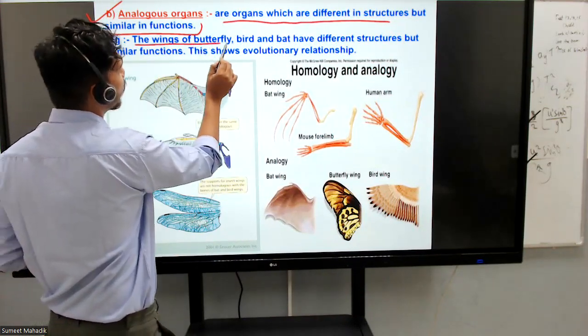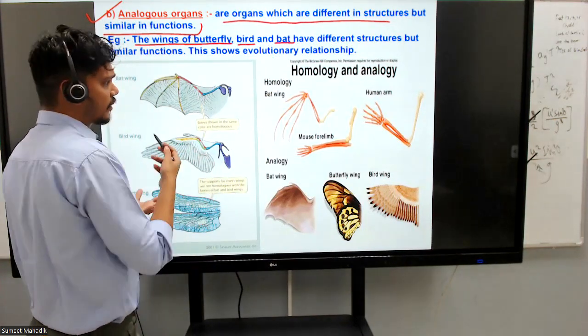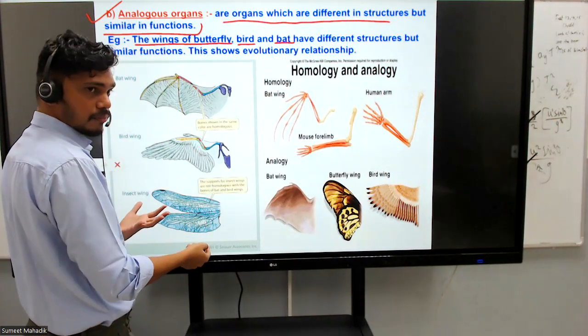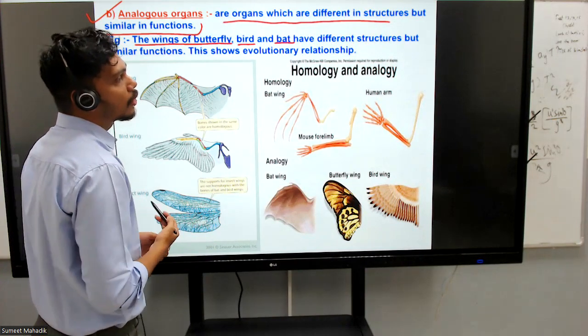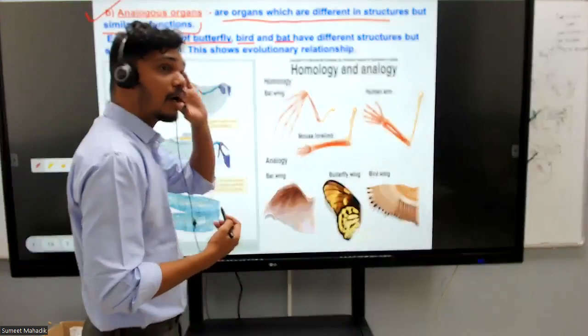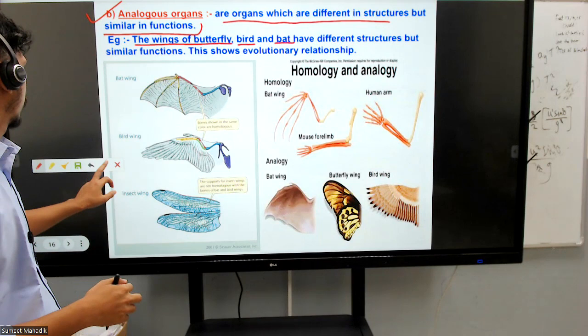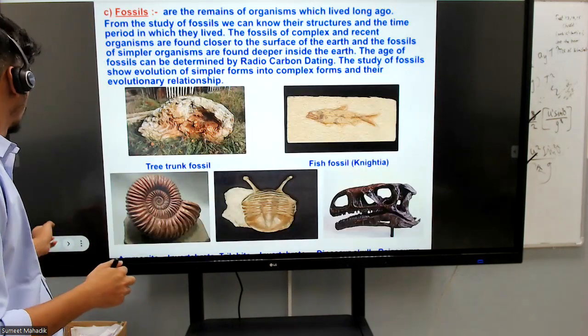So the wings of the butterfly, birds and bat, what is the function? To fly. But can you see the structures are quite different? So homology and analogy actually give the evolutionary relationship. So these are the homologous and analogous organs we have covered here.